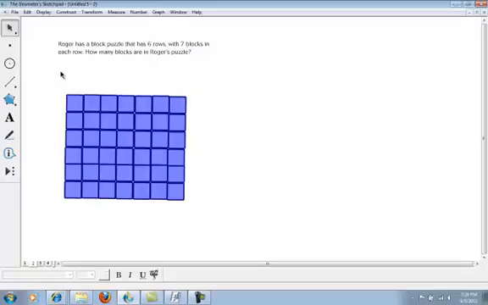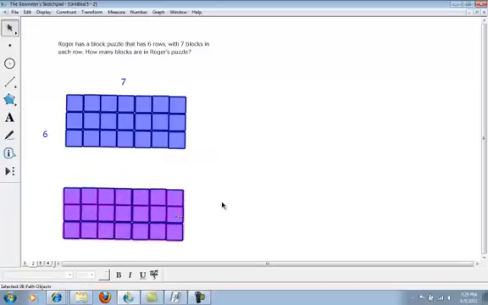I can break my arrays up horizontally as well. Again, this is Roger's puzzle with 6 rows and 7 blocks in each row. So we can label that here. Now, what if I broke it into arrays this way? Now, the dimensions of this top array is 3 by 7, and the dimensions of the bottom array is also 3 by 7.